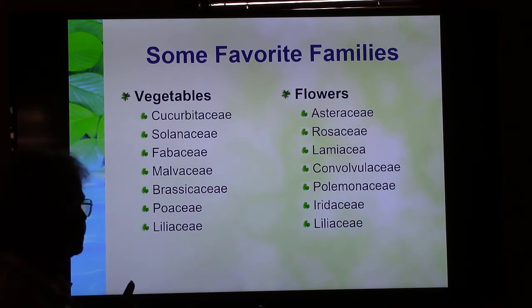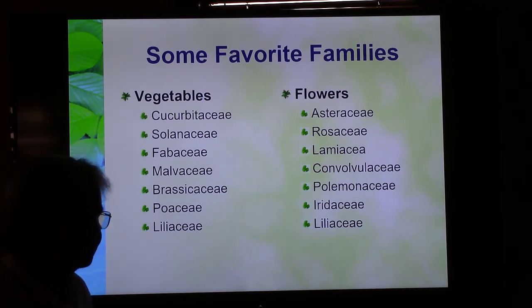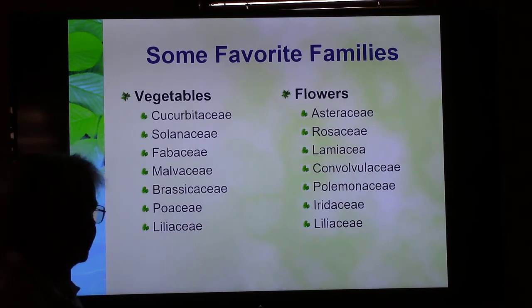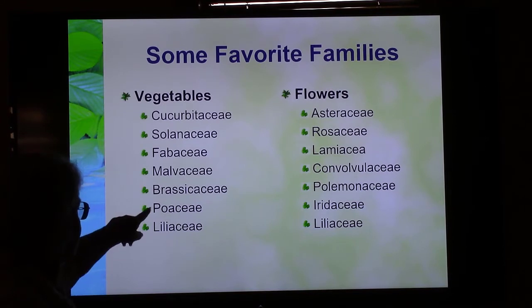Malvaceae. There's only one in that group in your vegetable garden. It's a native of Africa. Okra. You did good, girl. All the other Malvaceae that we grow, we put in our flower garden. Brassicaceae, the brassicas, the broccoli and collards, those are your cold crops.